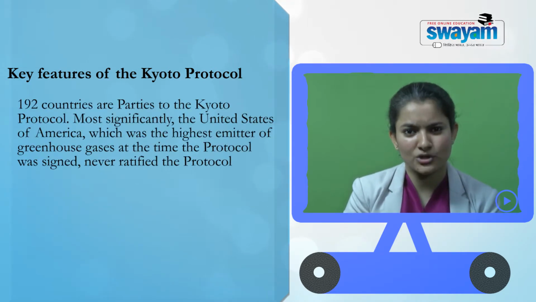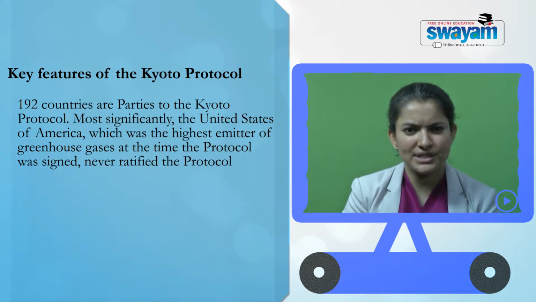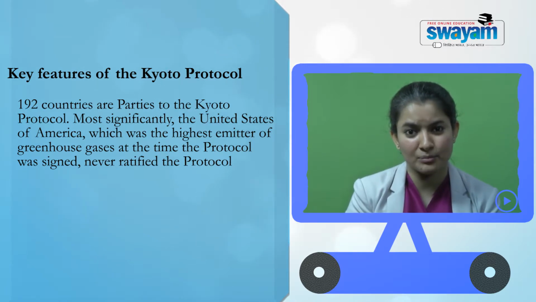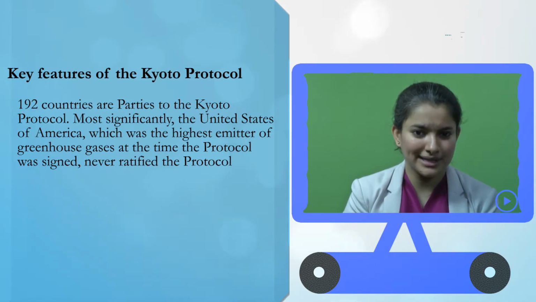Presently, 192 countries are parties to the Kyoto Protocol. But most significantly, the United States of America, which was the highest emitter of greenhouse gases at the time the protocol was signed, has not ratified the protocol till date.